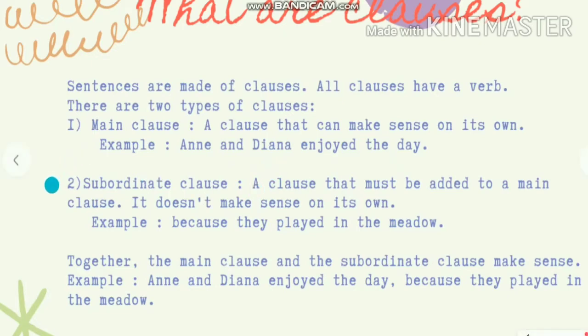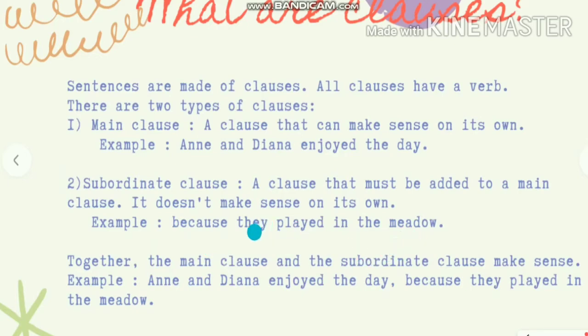And number 2, subordinate clause. It is a clause that must be added to a main clause. It cannot stand alone and it doesn't make sense on its own. So it needs a main clause to be completed. For example, because they played in the meadow. Meadow is a piece of grassland.